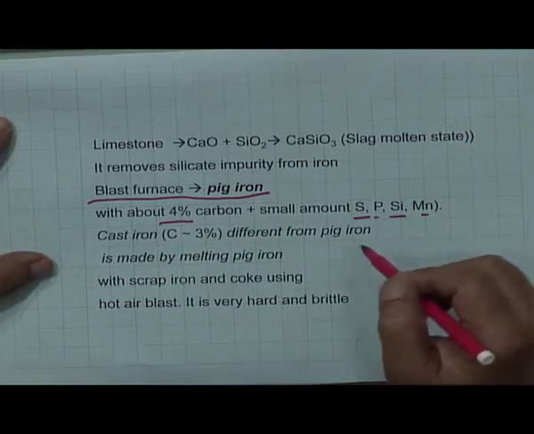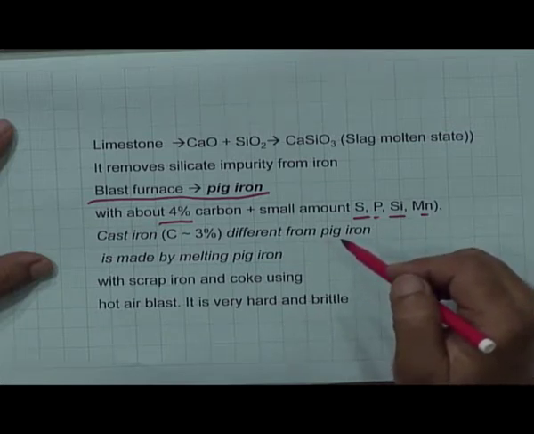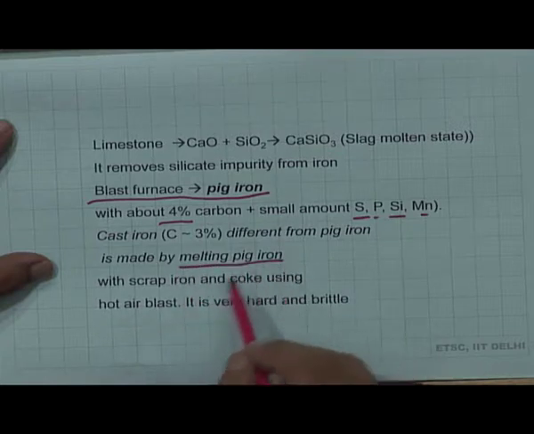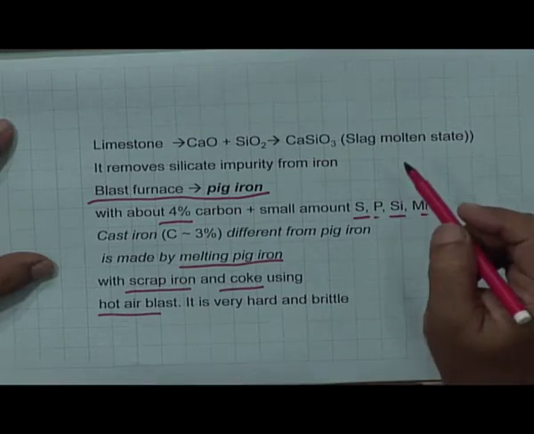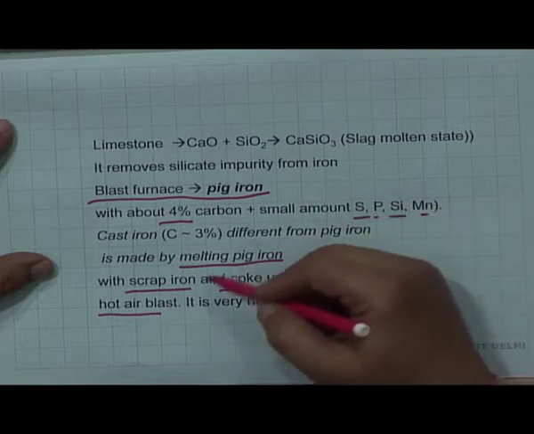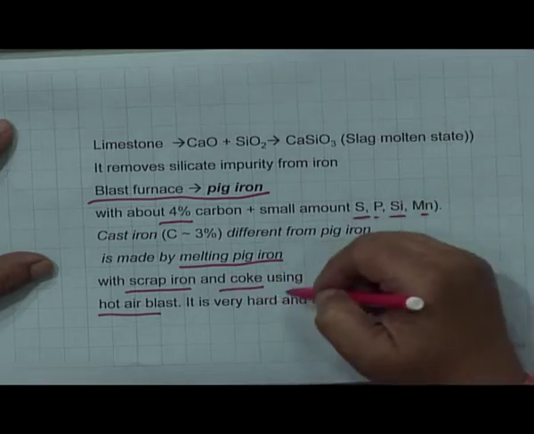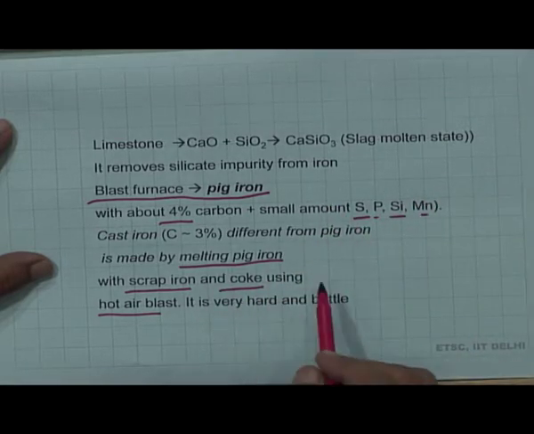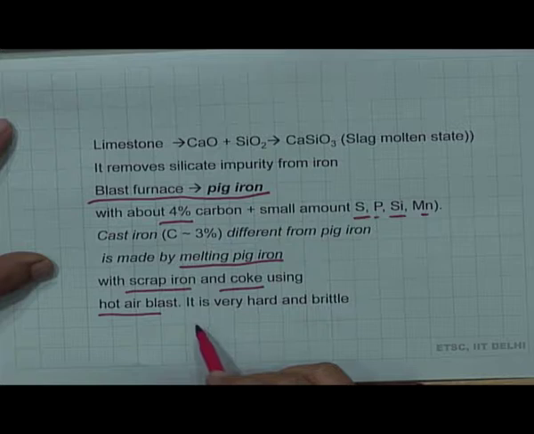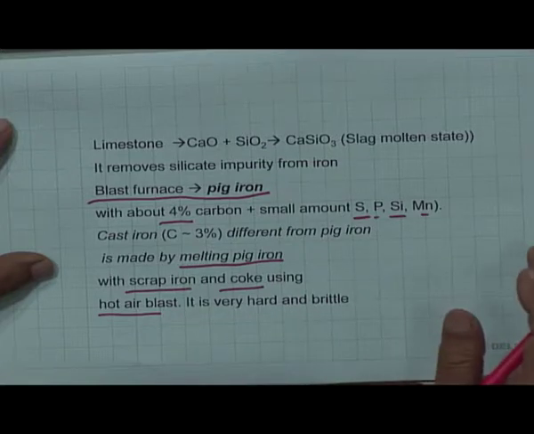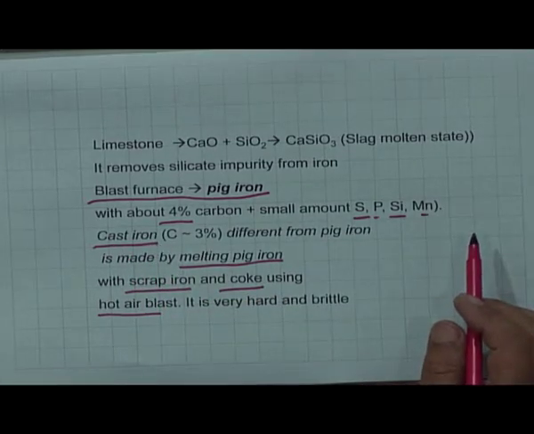What is cast iron? In cast iron the percentage of carbon is reduced. How do we do it? We melt the pig iron with scraps of iron and coke using hot air blast again in a reverberatory furnace. So, hematite is there, scrap iron is there, or we can use coke also. So, the result is that the percentage of carbon in the pig iron is reduced, and the resulting product is called cast iron. This cast iron is very hard and brittle.